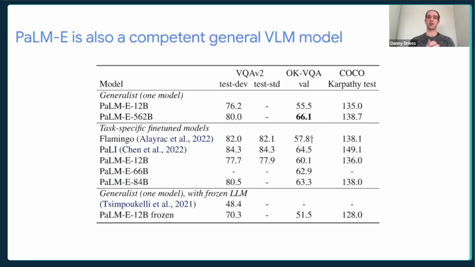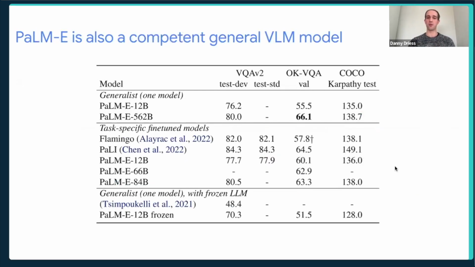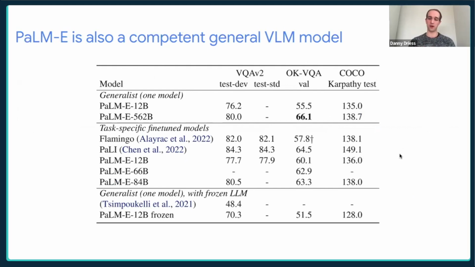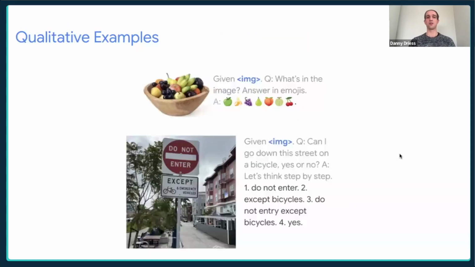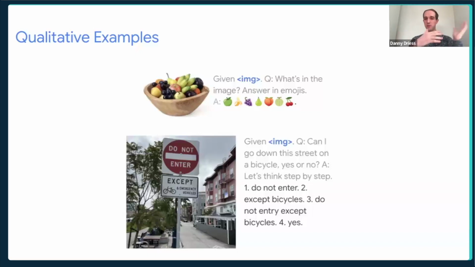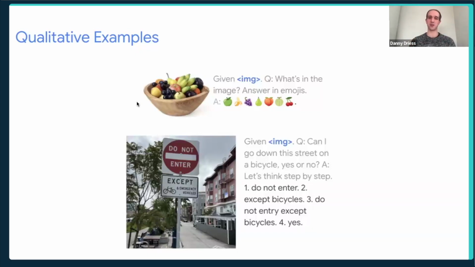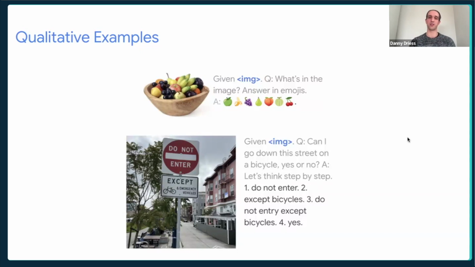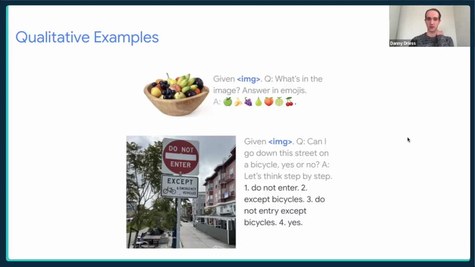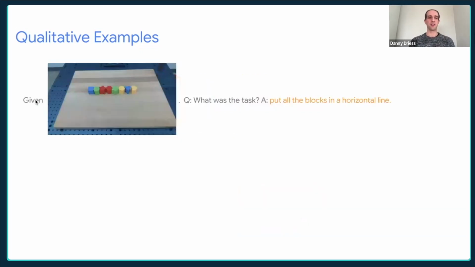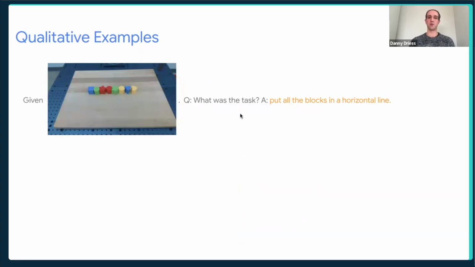PaLM-E was also a competent general VLM model, which got good benchmark scores at the time, although this wasn't even our priority back then. And to just give some qualitative examples, the same checkpoint that could solve these robot tasks, you can also just ask general VQA questions, which we are probably all accustomed to by now, or something more roboticy. So given this here, what was the task? And this is the answer of the model: put all the blocks in a horizontal line.